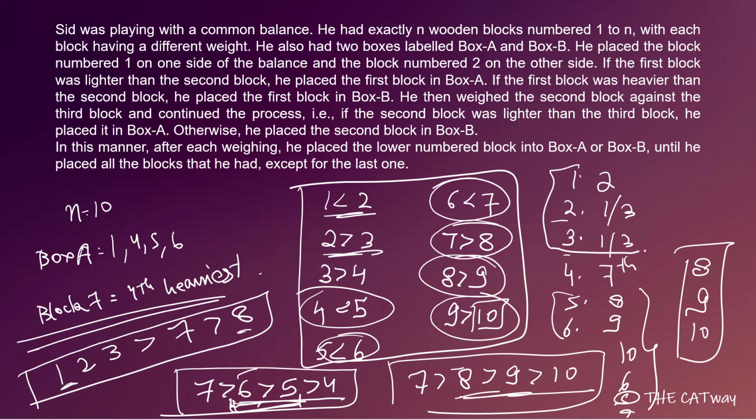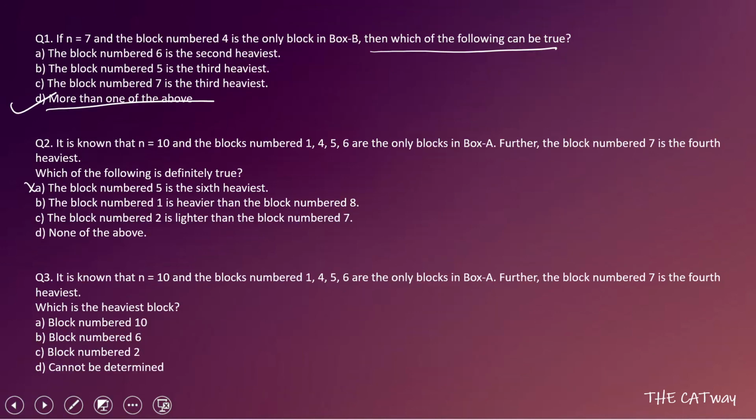We have also seen that 1 is going to occupy either second heaviest or third heaviest, and 8 is definitely going to come after 4. So this is one thing we can definitely say, that block number 1 is heavier than block number 8. So we can directly mark our answer, because definitely true has been asked, and the fourth option is none of the above, but we have already found a definite answer. We do not need to check any other case.